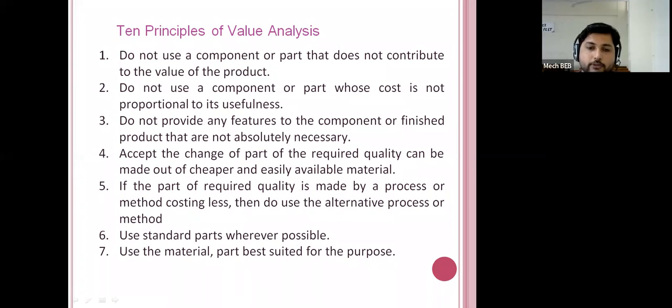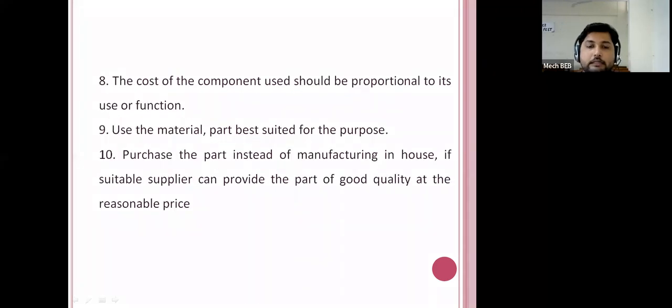So whenever it is possible, you have to use the standard parts, and you should not go for the unstandard parts. Then use the material best suited for the purpose. Here you need to consider the best suited material for a particular purpose, and that material should be utilized. Then the cost of the component used should be proportional to its function.